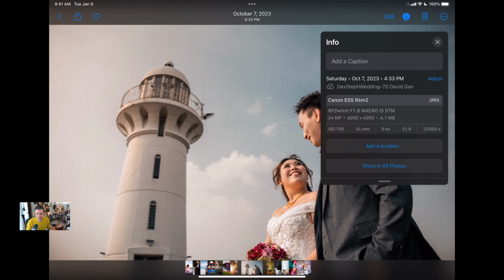David. Boom, and it's 106. David. This is a 24 millimeter, ISO 100, f2.8, 1/2000th of a second. All right, let me just check the chat and send this off to Insight as well. Cool.